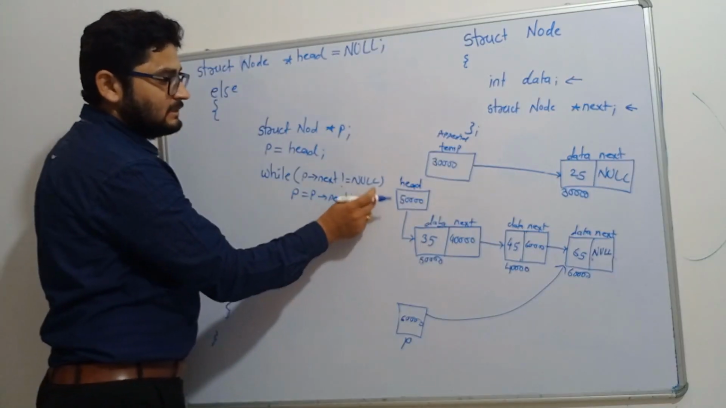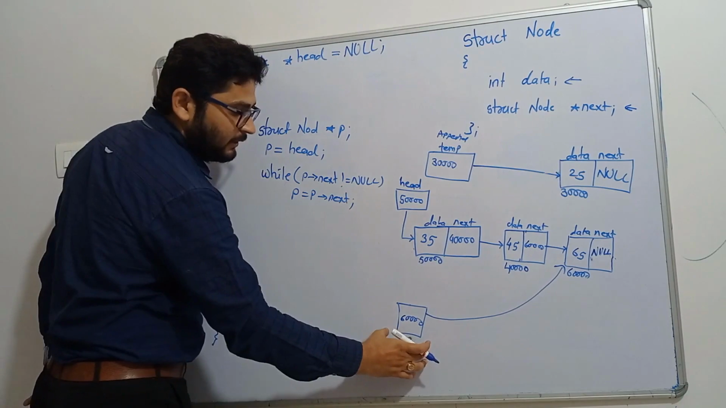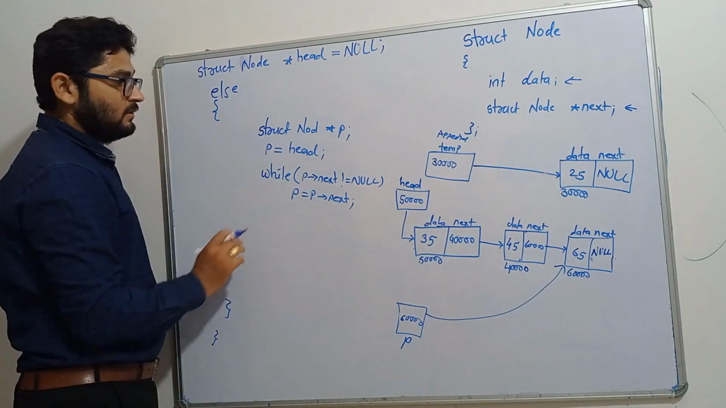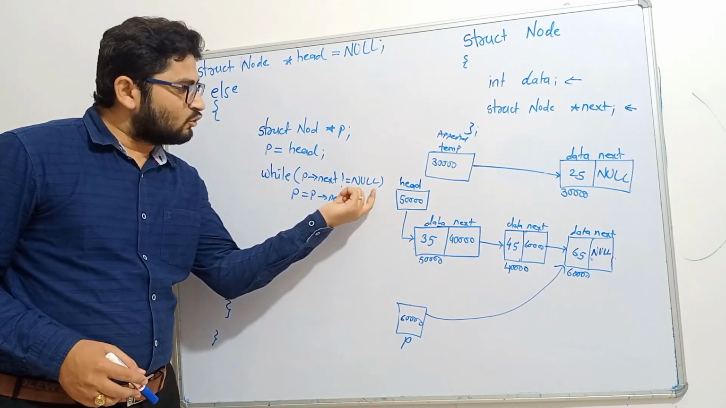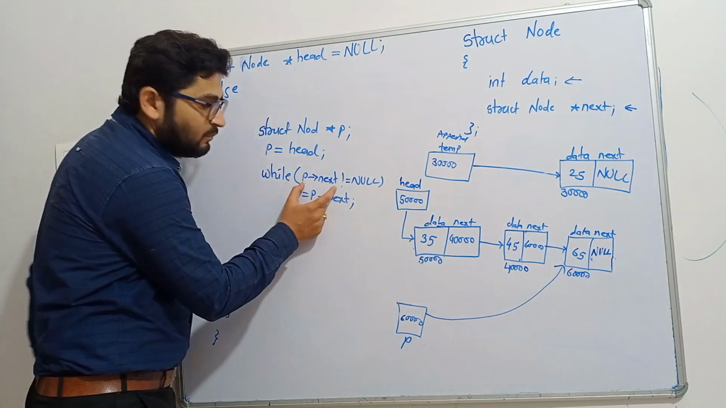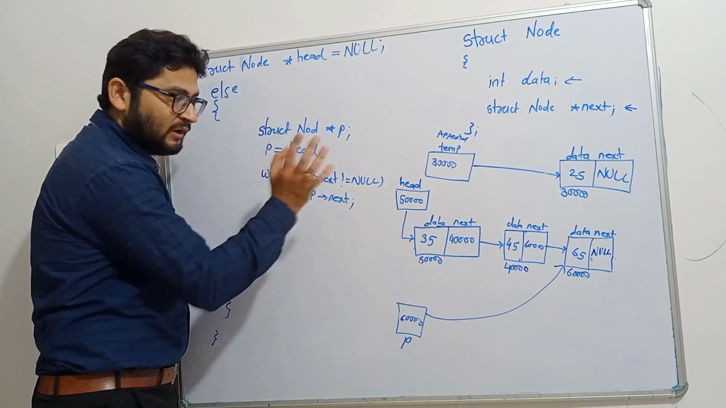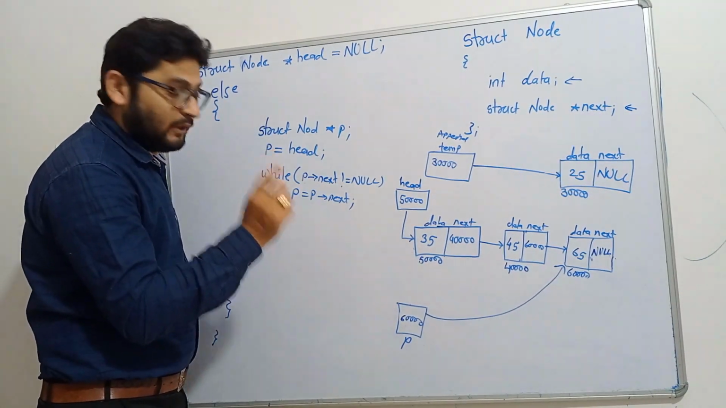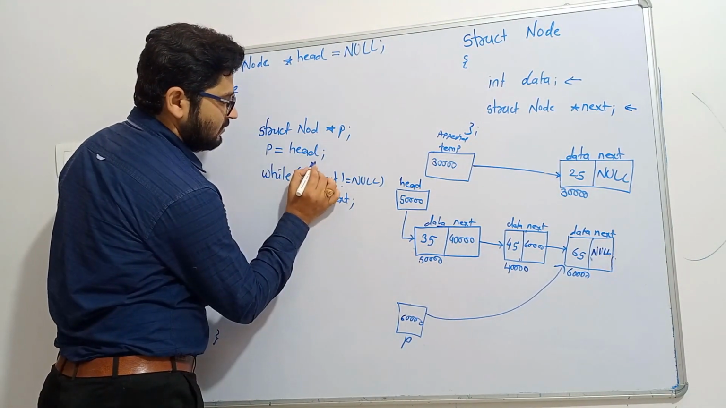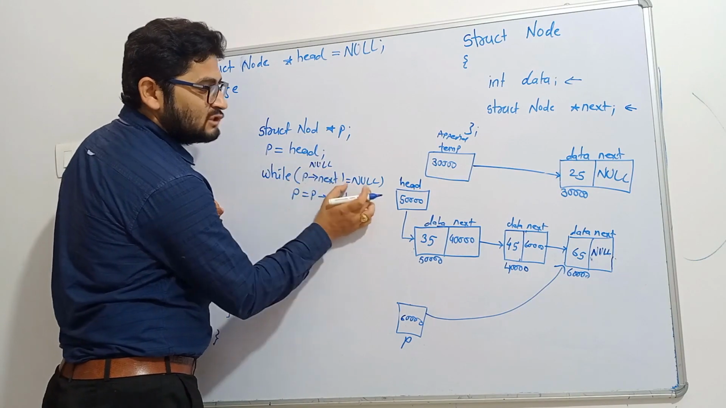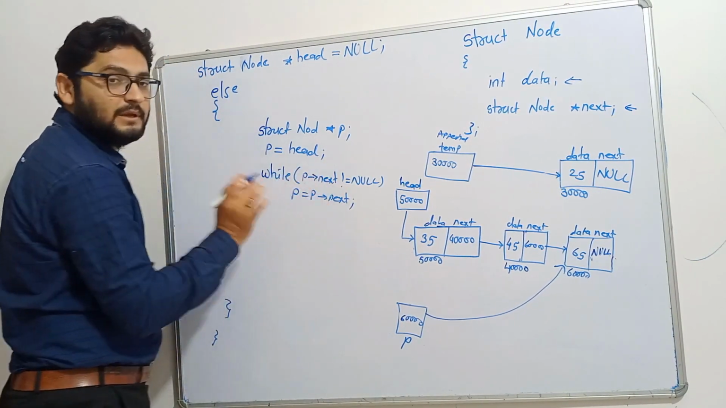Now again the condition will be checked. Basically this while loop is moving P to the last node, that's it. So P->next is not equal to null. What is the meaning of P->next? Again I am repeating, the next field of the node to which P is pointing. What is the next field of the node pointed by P? That is nothing but null. So null is not equal to null? That means the condition is false. So that's why the while loop will end.